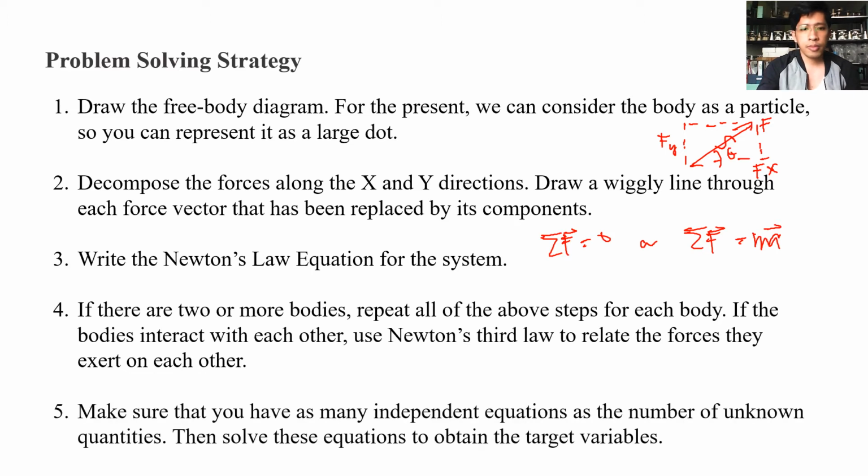And then lastly, make sure that you have as many independent equations as the number of unknown quantities. Then solve these equations to obtain the target variables. What we mean here is that if you have 3 unknowns in your equation, you should also have 3 equations in order to solve your problem. So for 4 unknowns, you should have at least 4 equations. 4 or more equations will do to solve the problem. So these are our strategies in solving problems involving Newton's laws of motion.